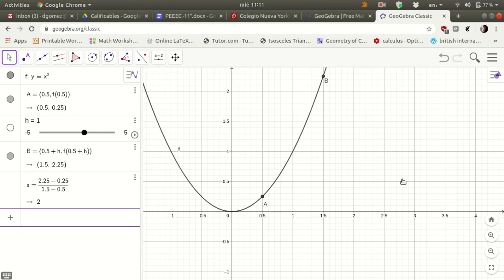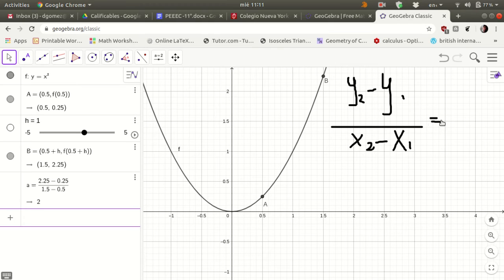Now this formula might look familiar for you because all we did was subtract the y's. So we have y2 minus y1, and we divided by x2 minus x1. And this should look super familiar because this is the formula for finding slope. Okay, so what slope exactly are we finding here? Well, let's have a look.